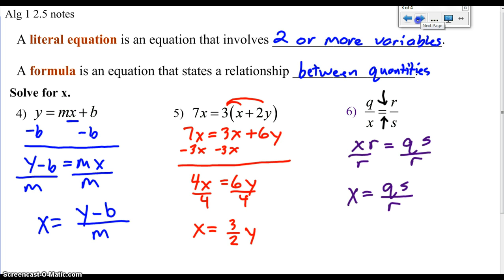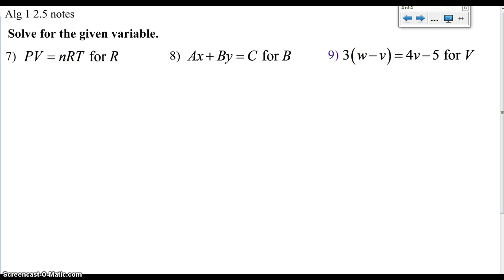All right, let's move ahead. On number 7, we are asked to solve the equation PV equals nRT for the variable r. You can see r right there. The thing to consider is we have n times r times t. It's all multiplication here. I'm going to show you two options. Option 1, do this in one step. Divide by n, divide by t. n is gone, t is gone. We're left with r equals PV over nt.